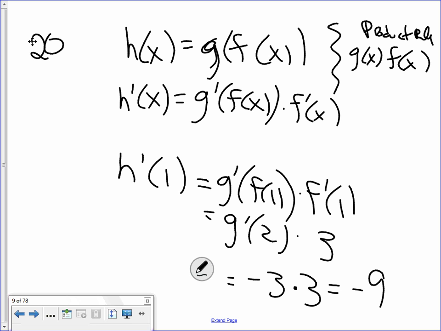So you got to get the rule first. If it's a quotient, use the quotient rule. Composition, use chain rule. Product, use product rule. Whatever it is, get the rule first, then plug in the numbers and use those numbers. Okay. Ready to do 21?